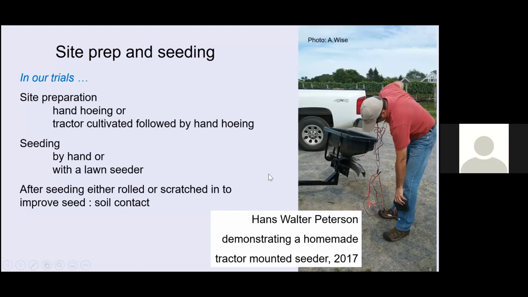After you seed, it's pretty important to improve that soil seed contact. So we actually scratched it in with a hoe. One grower who seeded a large area put a little roller behind his tractor and got as close as he could to the trunks and rolled the area under the trellis to improve that seed soil contact.